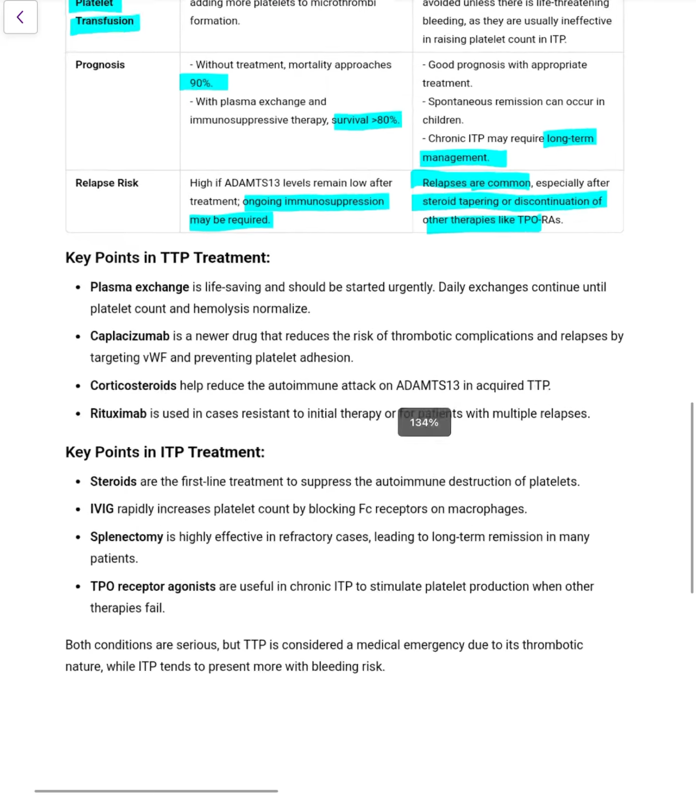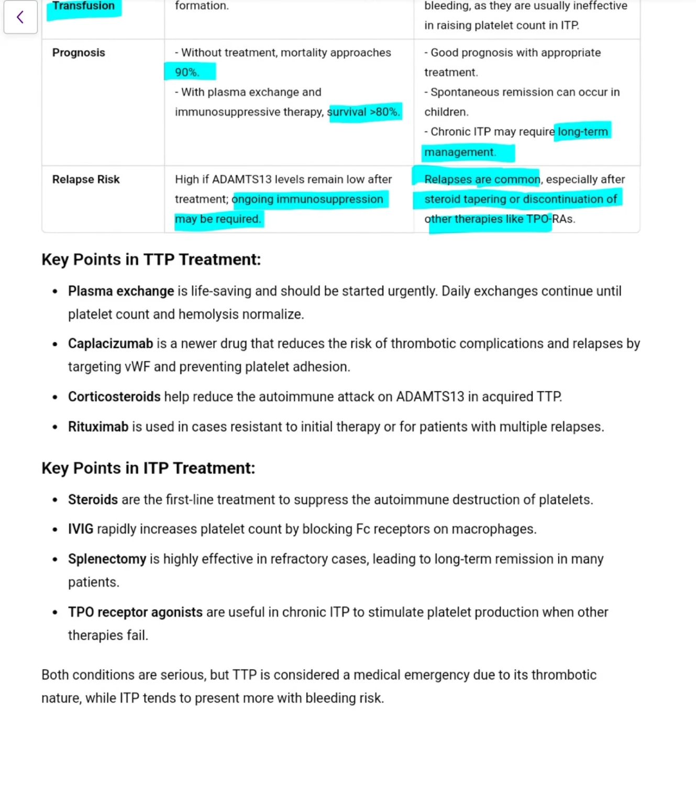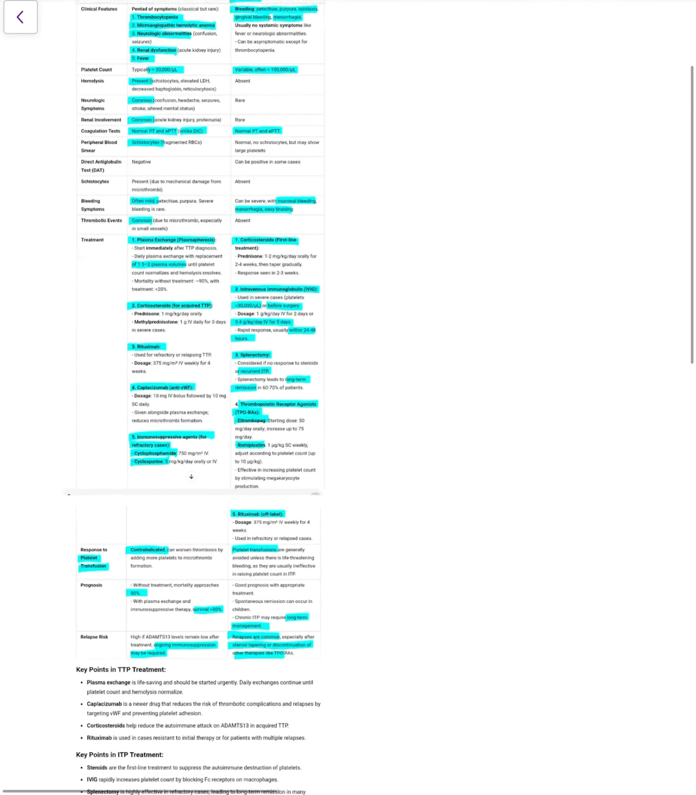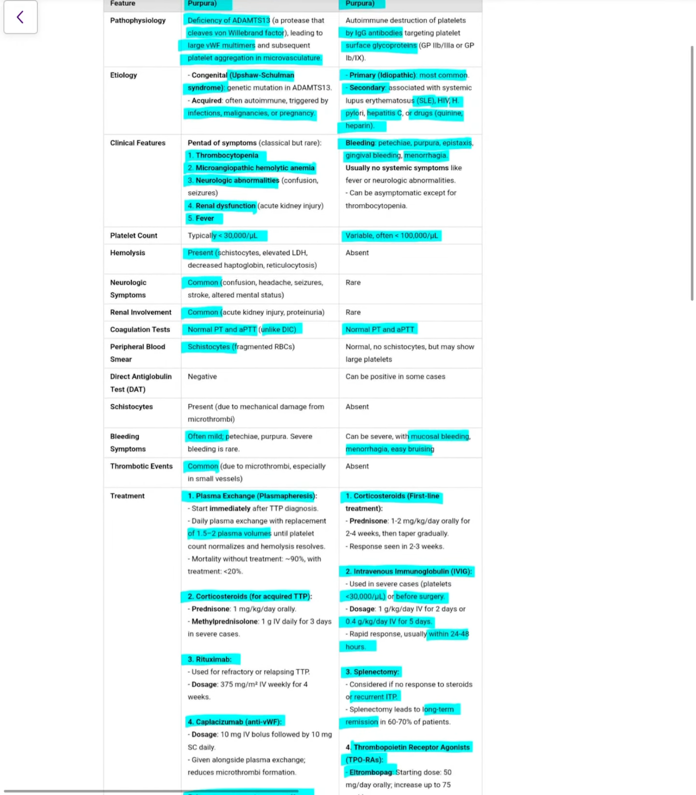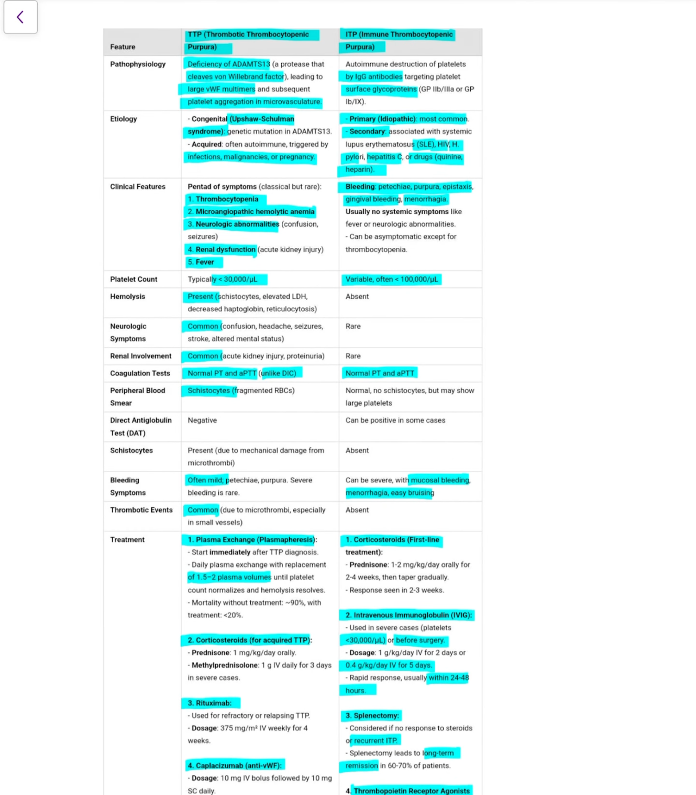Okay, now coming to the key difference, guys, TTP versus ITP. ITP is more concerned with the platelet count. So thrombocytopenia is what we are dealing with, and bleeding manifestations will be more in ITP. But in TTP, the patient will present in crisis, with stroke-like symptoms, renal failure or anemia, right?